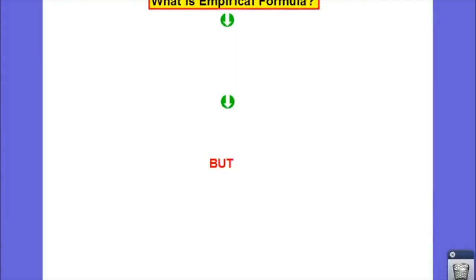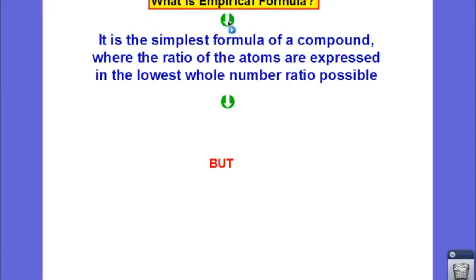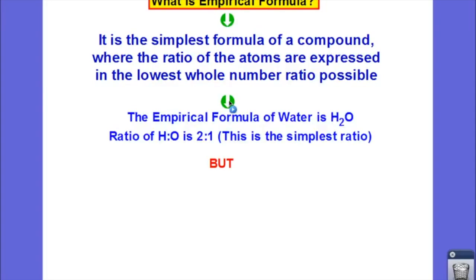Now, we are done with percentage. Let's go with empirical formula. What is empirical formula? Empirical formula is the simplest formula of a compound where the ratio of the atoms are expressed in the lowest whole number ratio possible. The empirical formula for water is H2O. Okay, the ratio is 2 to 1. You cannot reduce it anymore.